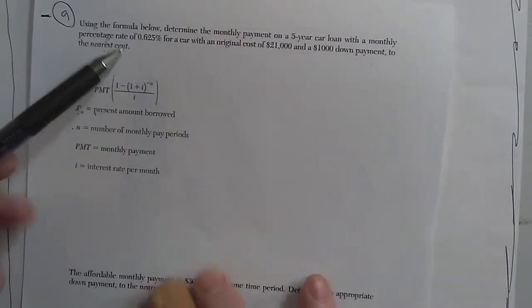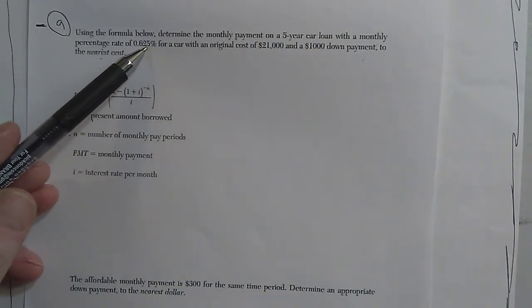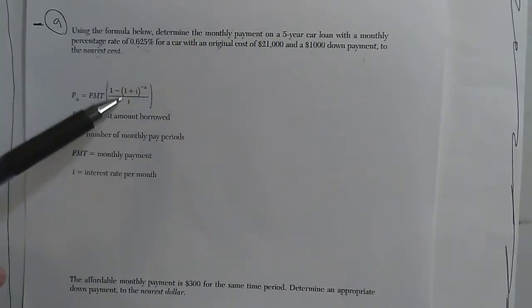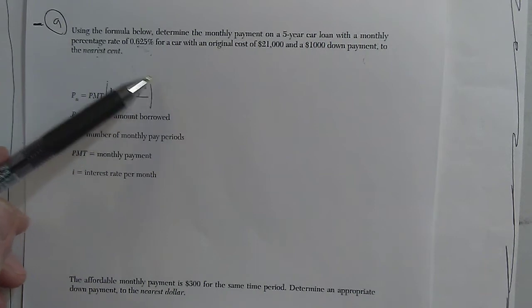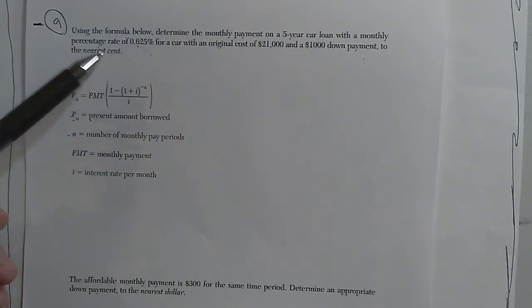This is tricky too. Just be careful though. So the percent sign at the end here, you got to convert this to a decimal before you use it. And it's already per month. So the whole divide by 12 thing has already been done for us. Again, we just got to plug in the values. Right? Car costs $21,000 and a $1,000 down payment. And we want to round to the nearest cent. Bank wants every single cent they can get.